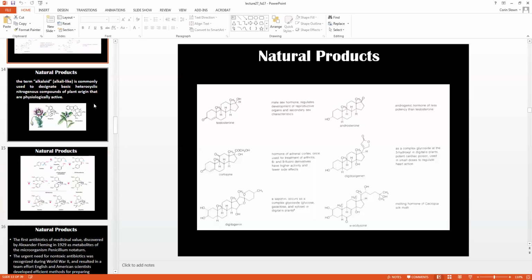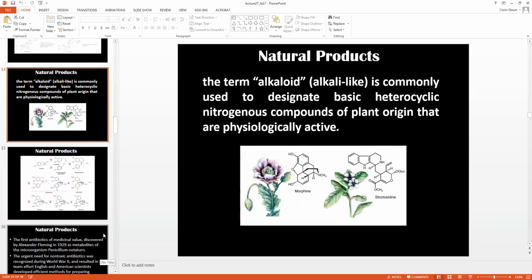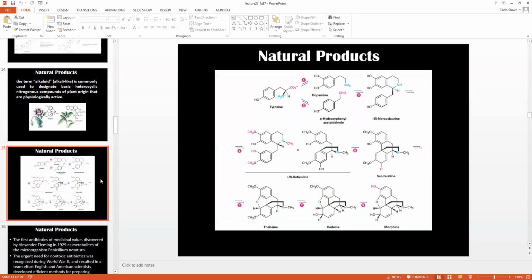If we look at another class of natural products, the term alkaloid, or alkali-like, is commonly used to designate basic heterocyclic nitrogenous compounds of plant origin that are physiologically active. So here are some examples of how these compounds are made. In this case, they're made from the amino acid tyrosine, and these are synthetic conversions. We convert tyrosine to dopamine, and then we have several intermediates on the way to making things like thebaine, codeine, and morphine.